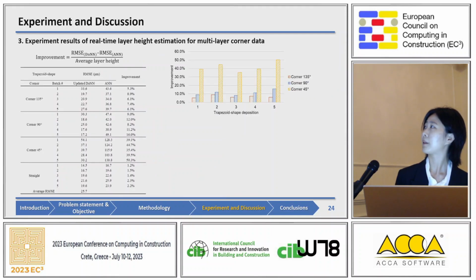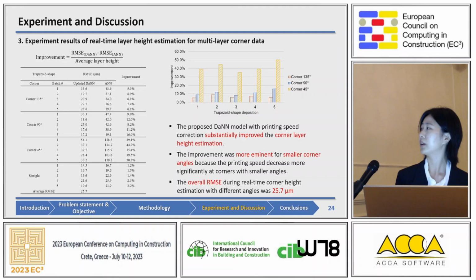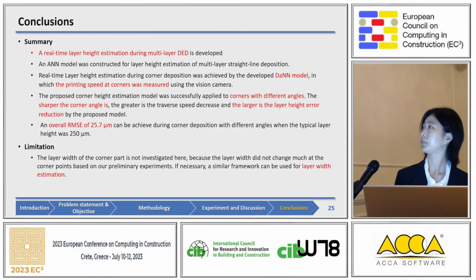And this is the quantitative result. As we can see, the proposed DN model can substantially improve the corner height estimation, and the improvement is more eminent for the smaller corner angle, because the printing speed decreased more significantly at corner parts with smaller angle. And the overall RMSE will be 25.7 micrometer.